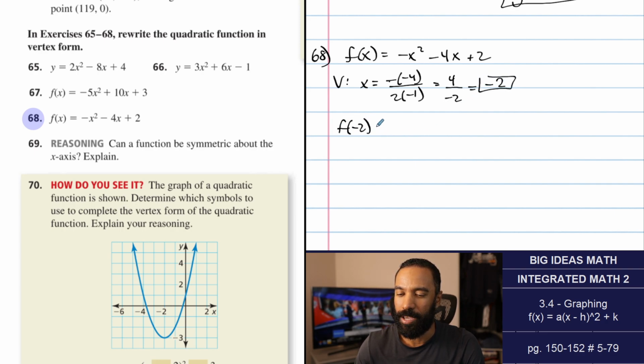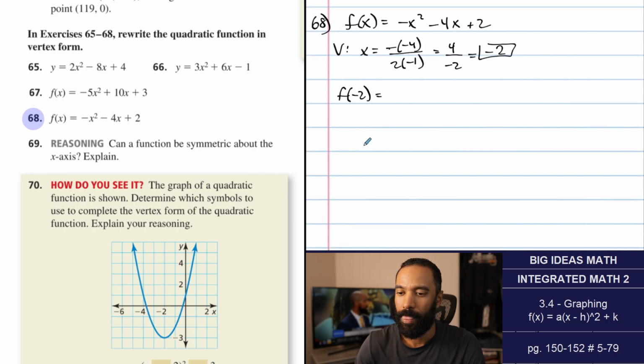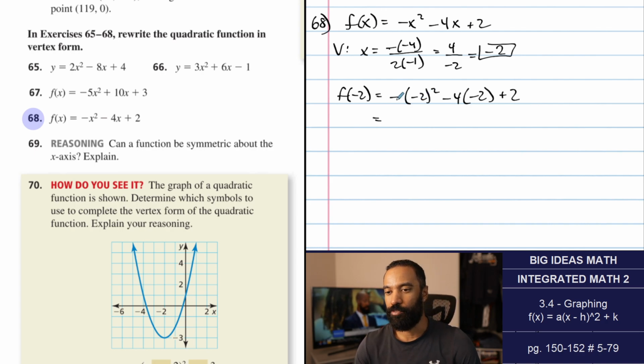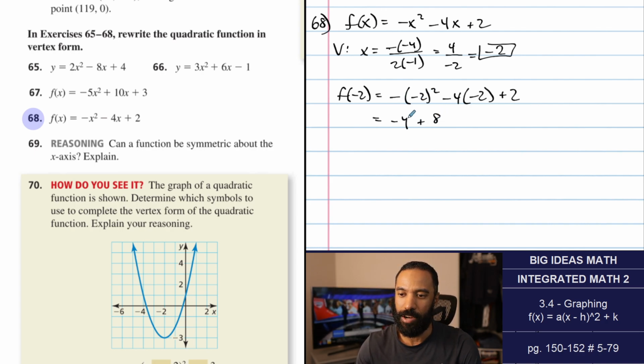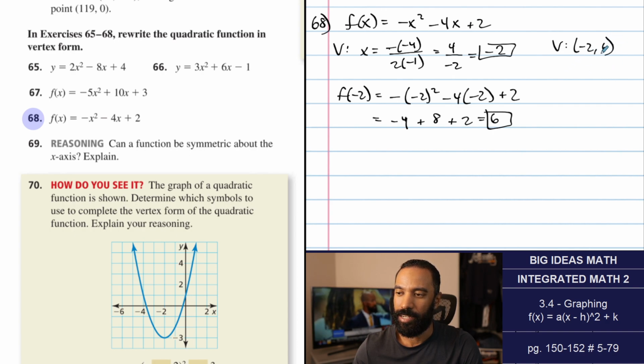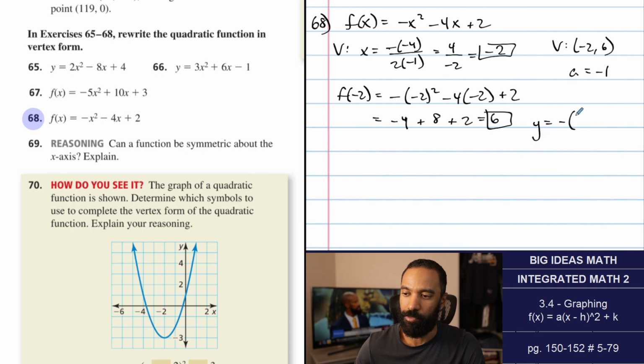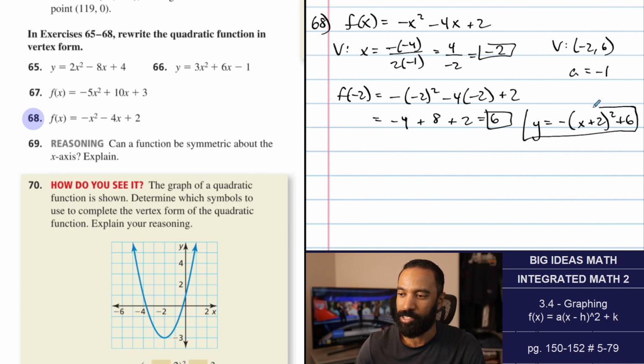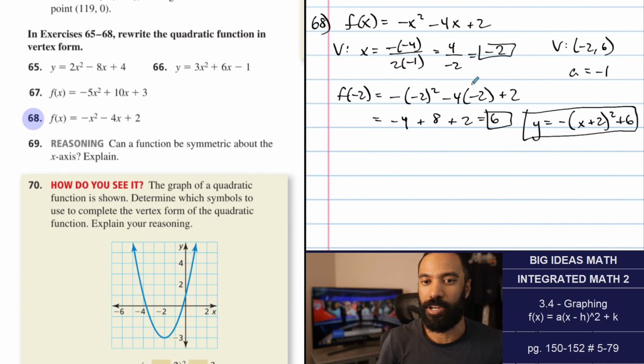And then the y value, by substituting negative 2 into here, we're going to do the opposite of negative 2 squared minus 4 times negative 2 plus 2. Negative 2 squared is 4. Opposite of that is negative 4. We're going to do plus 8, which is positive 4, plus 2 is positive 6. So your vertex is at negative 2, 6, and your a value is negative 1. So this is going to be the equation y equals negative 1, or negative, x plus 2 quantity squared plus 6. The plus 2 or minus negative 2. That is number 68.